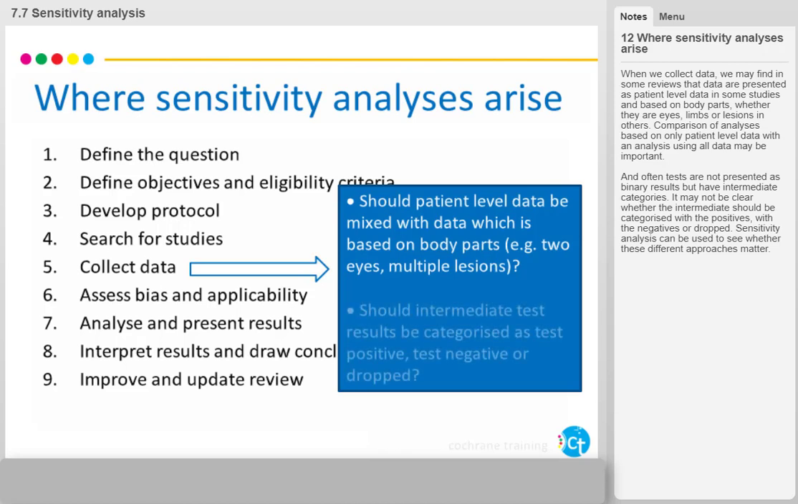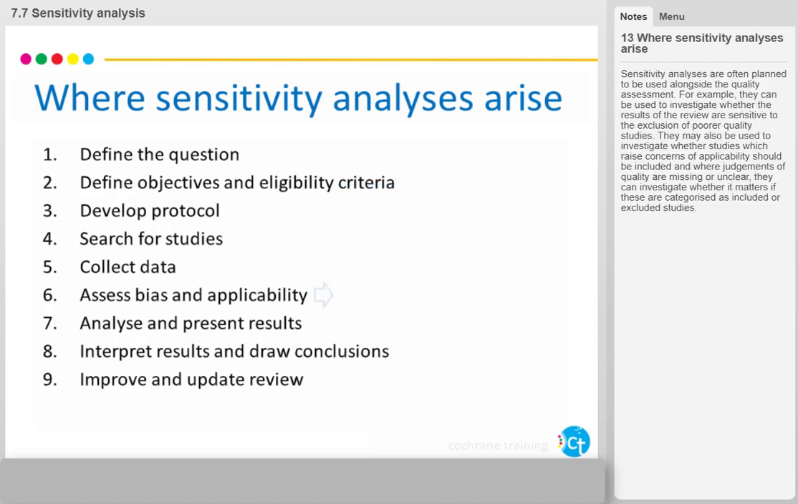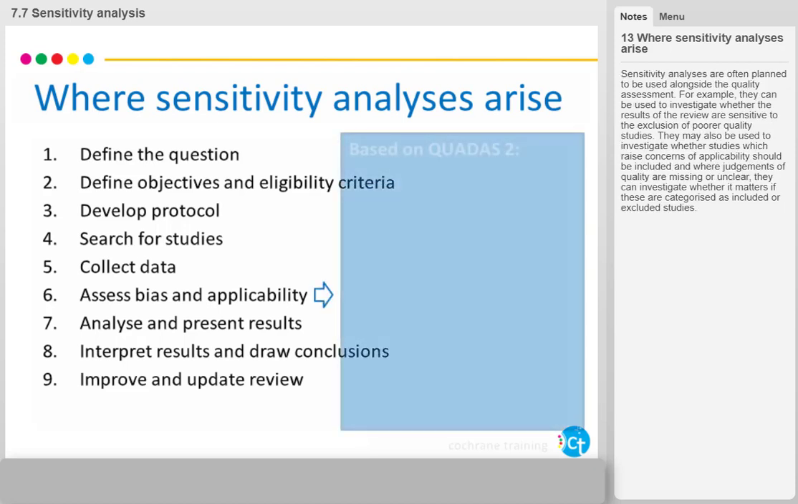And often tests are not presented as binary results but have intermediate categories. It may not be clear whether the intermediates should be categorized with the positives, with the negatives, or dropped. Sensitivity analysis can be used to see whether these different approaches matter.